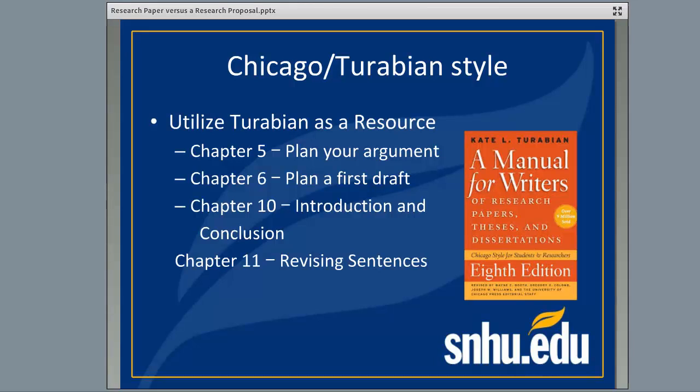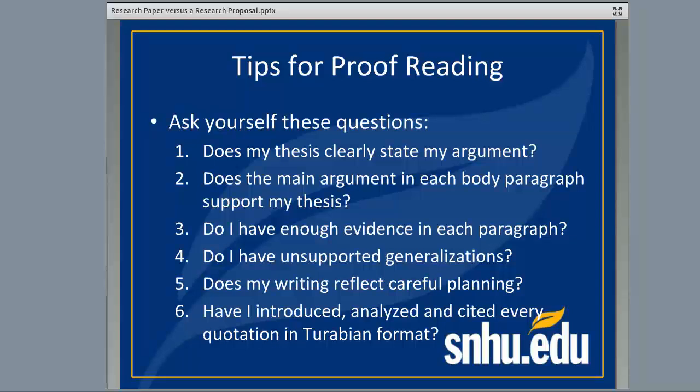I do want to highlight the importance of the Chicago Turabian style. Turabian is a great resource, as we've talked about before, as it relates to formatting, but there's also several chapters that you can utilize as a resource. For example, in Chapter 5, you can plan your argument. Chapter 6, you can plan a first draft. Chapter 10, she covers introduction and conclusion. And Chapter 11, revising source sentences.